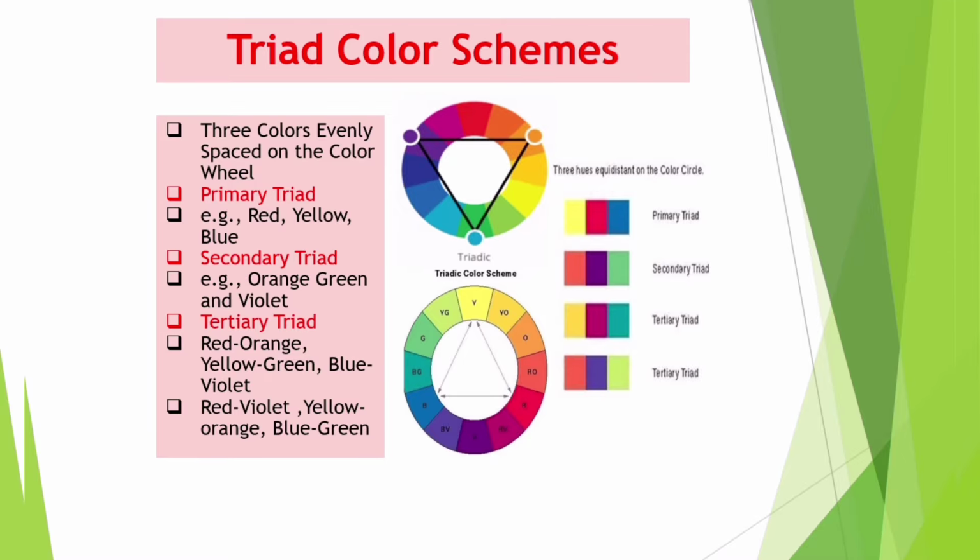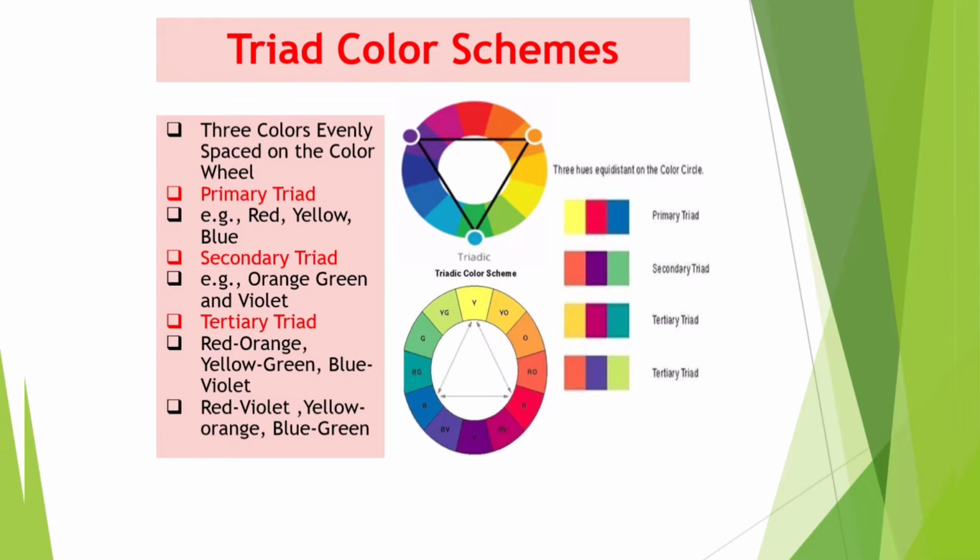Then the third scheme is the triad color scheme. As the name signifies, 3 colors, that is a triangle type. 3 colors evenly spaced on the color wheel: the primary triad, yellow and blue, between red, yellow and blue, and then the secondary triad between orange, green and violet, and the tertiary triad. As per primary, secondary and tertiary, there will be combinations evenly spaced in the form of triangles here. So different triangles will be possible, which will show the tertiary, secondary and primary triads of different color combinations.